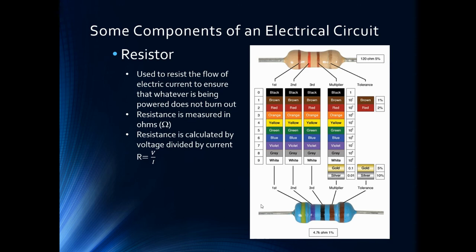And all resistors are color coded. So you have the first digit, the second digit, the third digit, what you multiply by, and then the tolerance. And it's based on the color of the bands on the resistor.